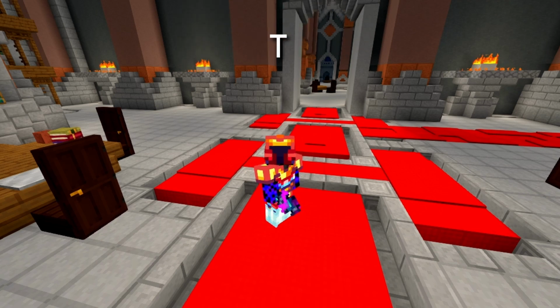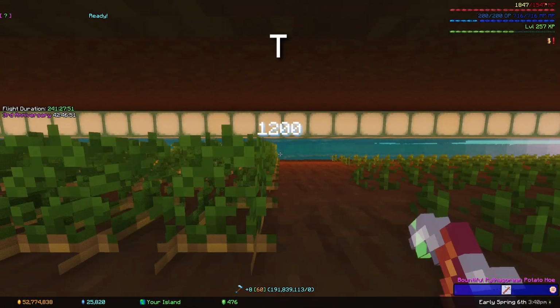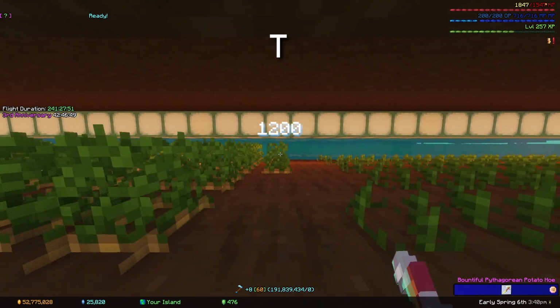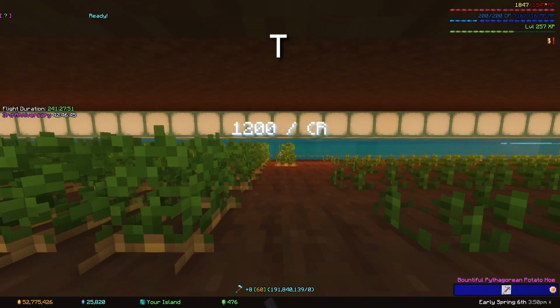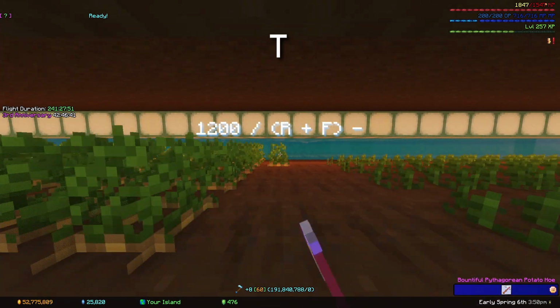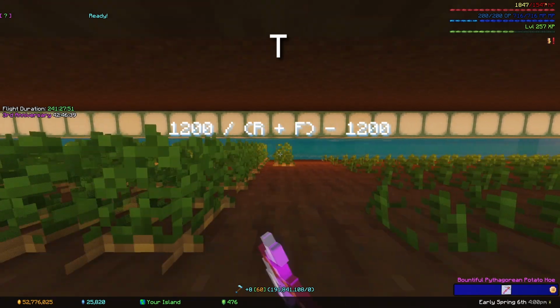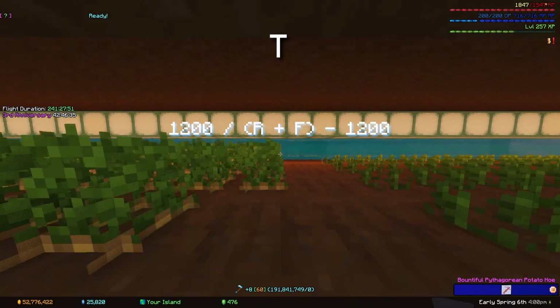And to calculate the time that you spend farming, you need to take the total time you spend farming, 1,200 seconds for a Jacob's contest, and then divide that number by the time that you spend running a row, and then the time you spend falling in that row, then subtract that value from 1,200 again, and then you get the amount of time that you actually spend farming in 1,200 seconds.